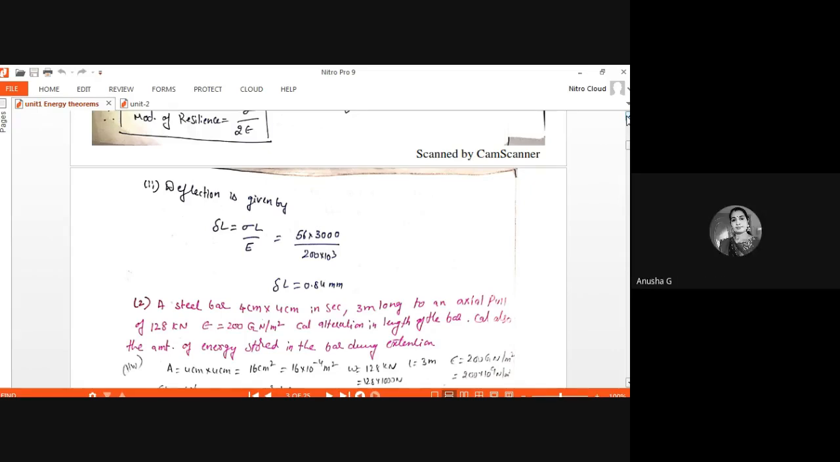Second, calculate the extension of the bar entirely. Calculate the extension of the bar using the formula delta L equals sigma L by E. Is that the formula? Yes madam, I will calculate. 0.84 came, madam. Okay, good. 0.84 units mm.